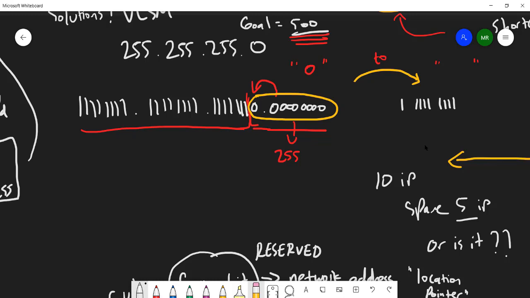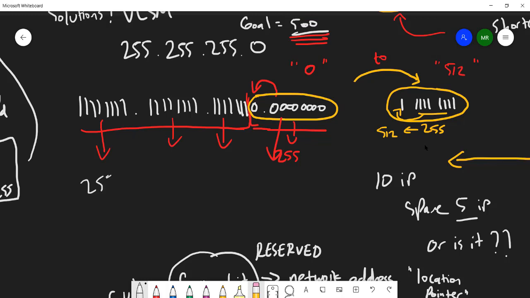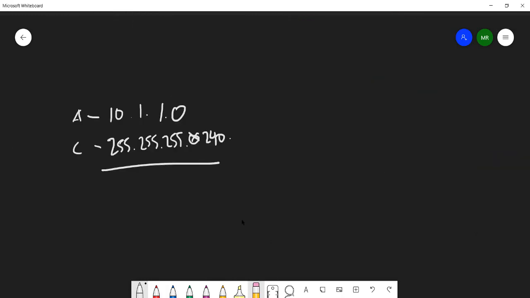Correct. 512, or 511 to be exact. What about subnet mask notation? We have 255.255.254.0.